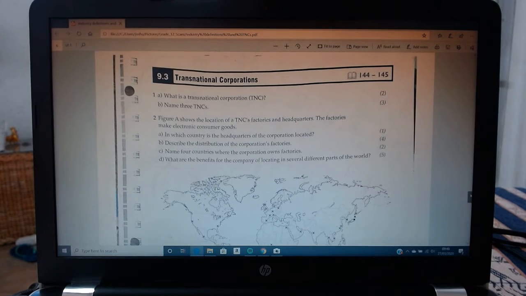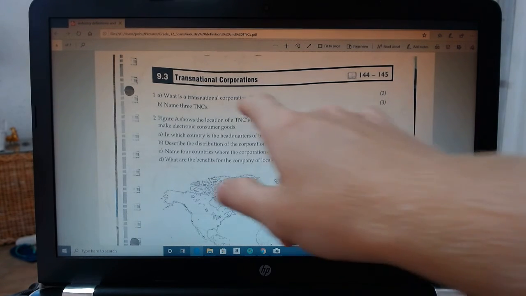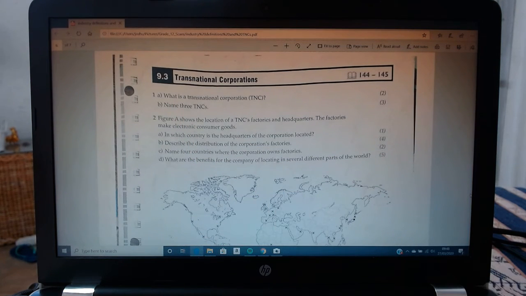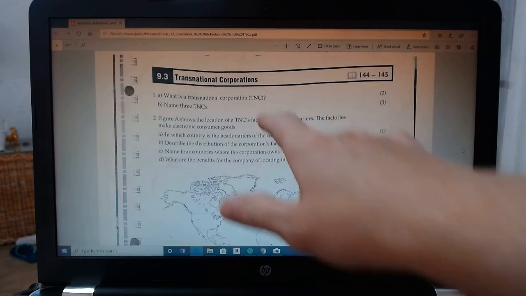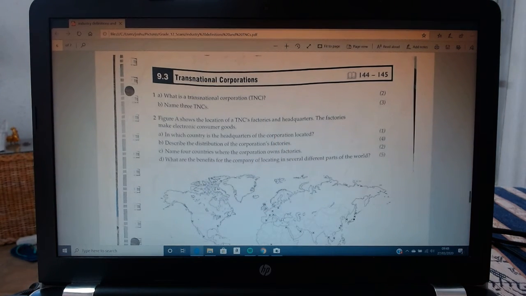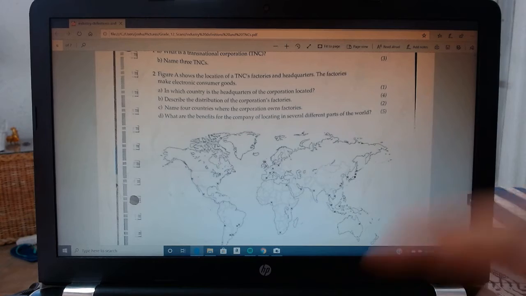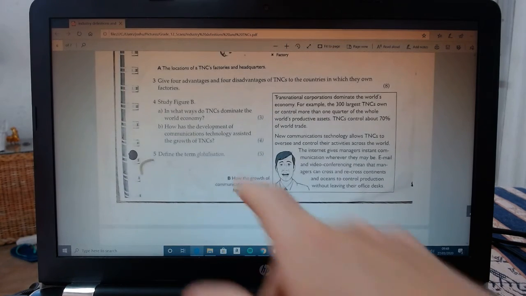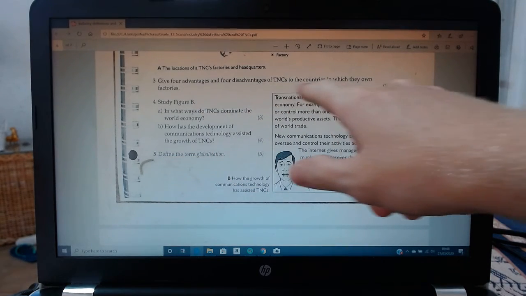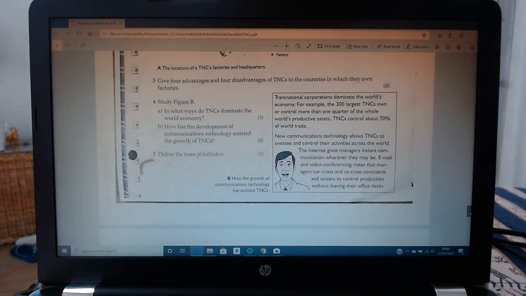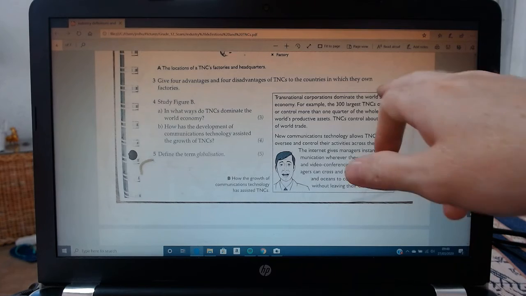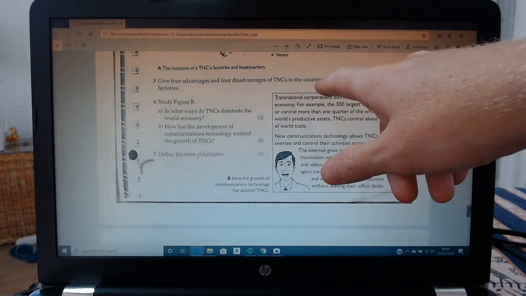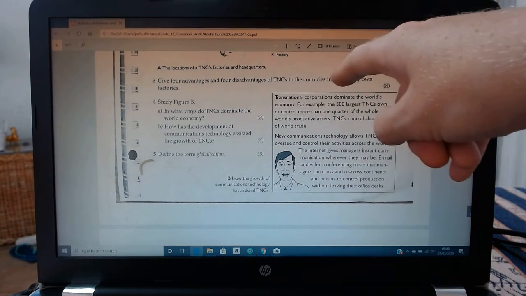The next page, very quickly, this is your assignment. Very simple. Question 1, A and B. What are transnational corporations? Name 3. So use New Wider World for this. All right, very simple. And then you're not going to do 2. I'm going to do question 3. Give 4 advantages and 4 disadvantages of TNCs. So again, 8 marks, full sentences, 4 advantages, 4 disadvantages, New Wider World or the pages above.